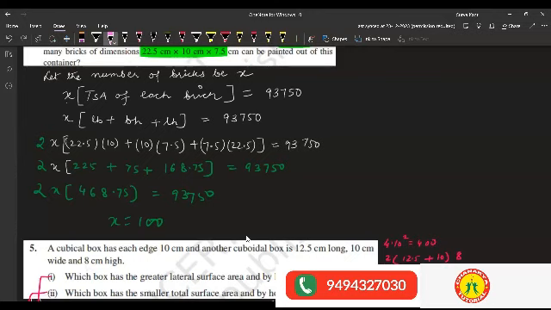So the LSA formula I told you to everyone. Just simply find the LSA using the formula and write the answer for this.